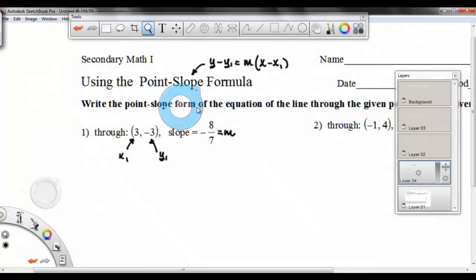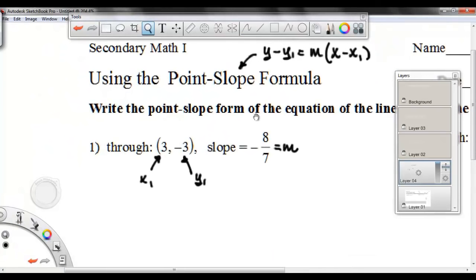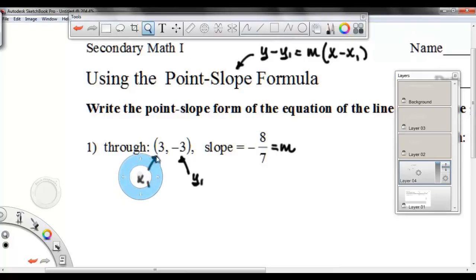Now it's important to remember that when we substitute values into this, they always change when we put them in. For the x1 and y1, they always change sign. And then as we take them out, they'll also change sign. So if I look at the y1, it's a negative 3. So when I put it into the formula, it becomes a positive 3. The slope doesn't change the sign. I keep the same sign on the slope.